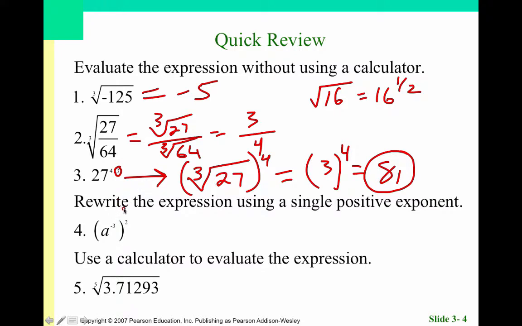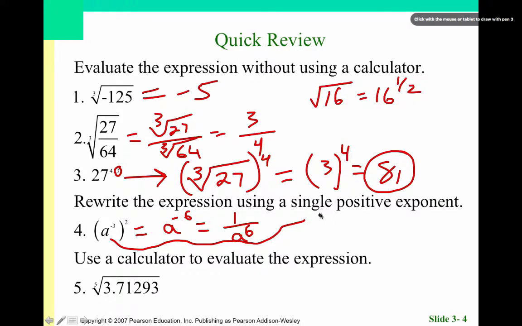Moving things up and down and all around, there's 2 ways to do this next problem. A to the negative 3 all squared. First thing you could do is raising a power to a power, you multiply: a to the negative 6th. It says make sure it has a positive exponent. That means the whole thing can shift to the bottom, and we get 1 over a to the 6th. Second way to do it would be to say I'm going to make it 1 over a cubed all to the 2nd power, which means we can square the top and square the bottom, and you get the same answer.